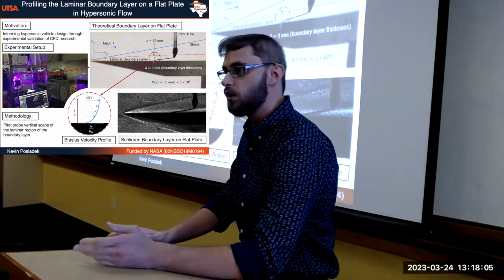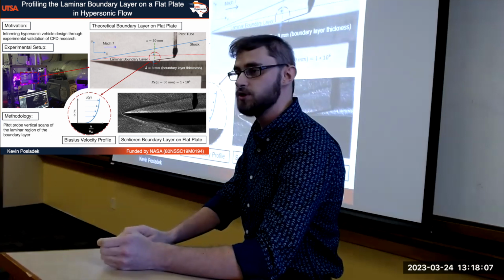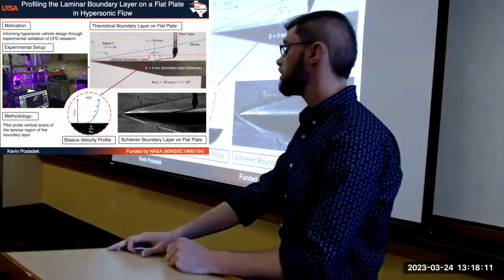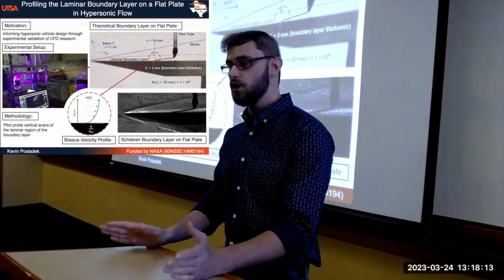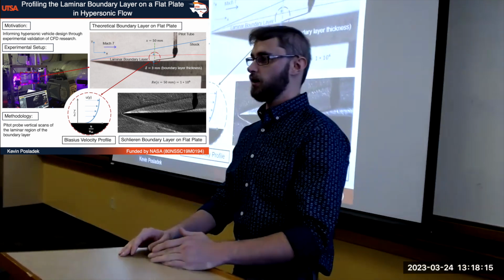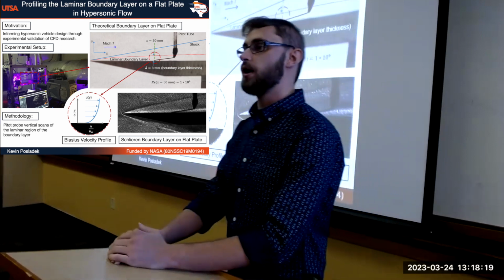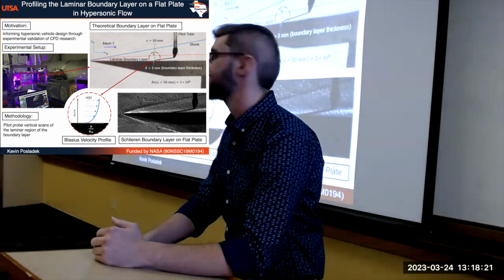Data sets like these are sort of uncommon in the public domain, especially in the laminar region of the boundary layer. Boundary layers, of course, being an important part of flow, specifically with drag, and especially important in hypersonic flows where you can have shock and boundary layer interactions.